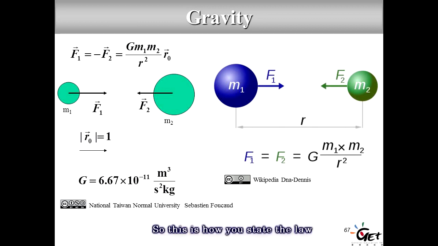So this is how you state the law using mathematical formulae. These two forces are going in the opposite direction, and actually the force is the product of the masses of the two bodies, and it's related to the distance. So if you take the force exerted by body 2 of mass M2 on body 1 of mass M1, this force F1 is equal to G, which is what we call the universal gravitation constant, times the product of the masses of the two objects divided by the distance between the two objects squared. And G has this value, and it's universal. I mean, it's true everywhere in the universe.